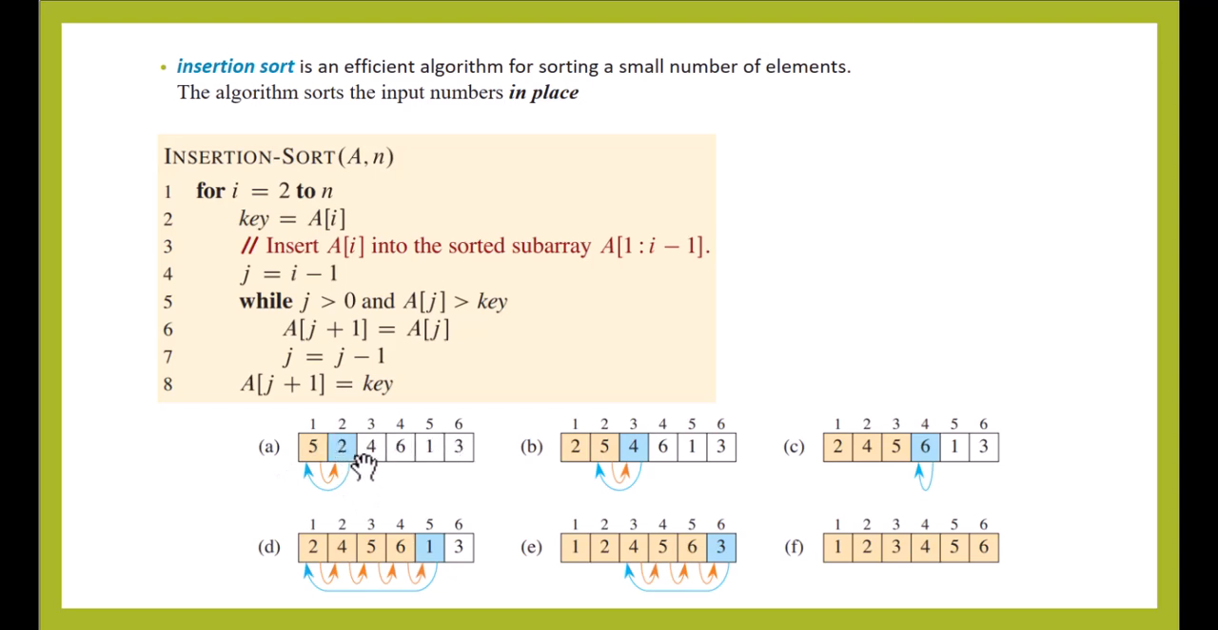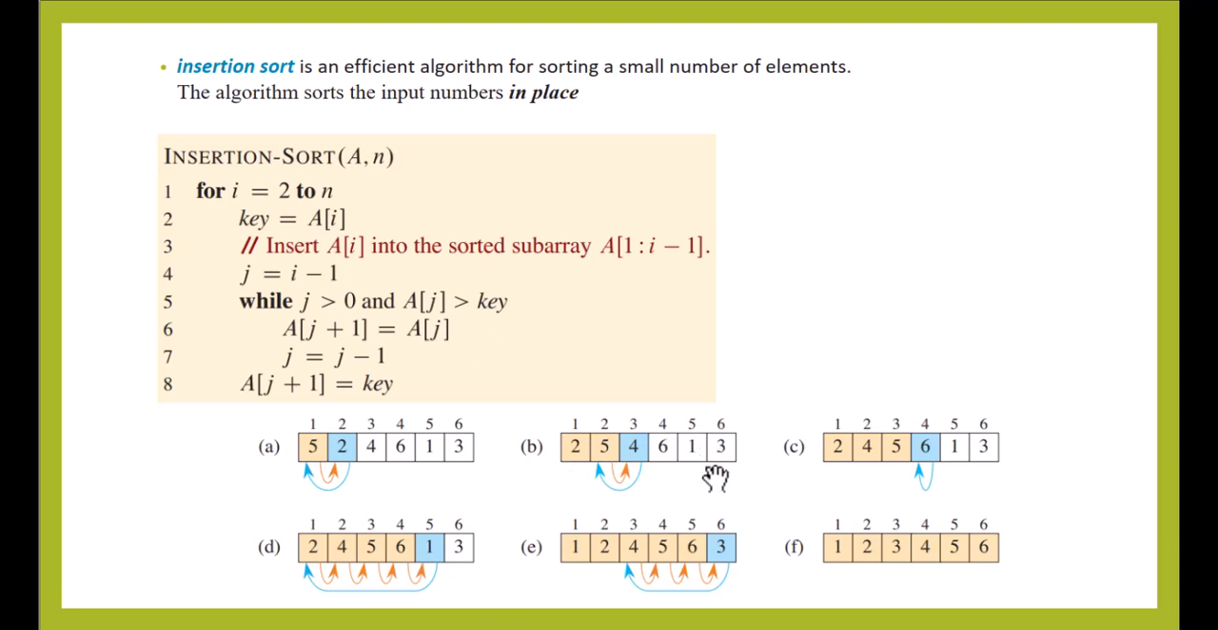As you understand, we bring j down by setting j equal to j minus 1, until it is not positive, or we find the place of the key. It means that A[j] is no longer greater than the key.